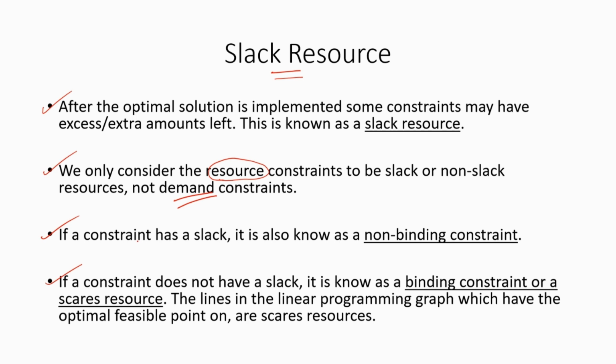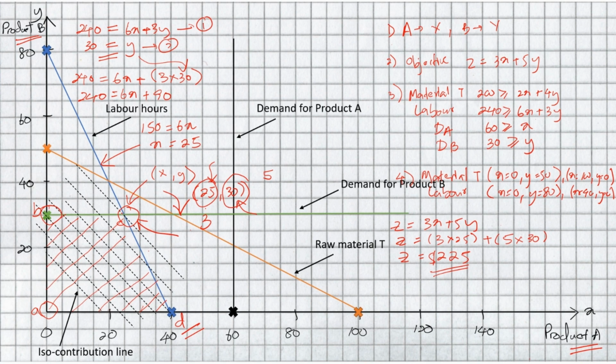How can we identify the binding constraints or scarce resources? This is how. We have to first identify the optimum point, which is here. The lines on which the optimum point is on are the scarce resources. In this example, labor hours and demand for product B. But we do not consider the demand to be a resource. So in this example, the only scarce resource is the labor hours.